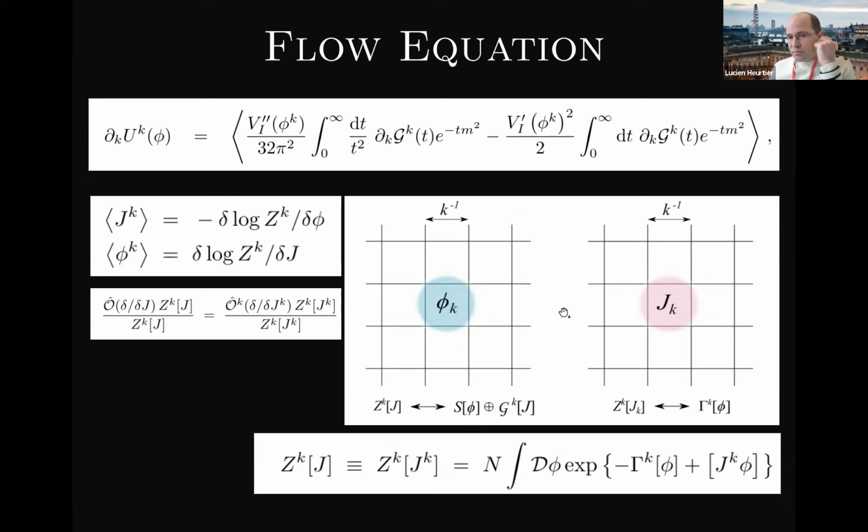So basically, if you use the partition function as a function of J, which is the one where you started with your classical action plus added a regulator, and you take the derivative with respect to J, then you will obtain phi k. Now, if you start with your effective action gamma k as a function of phi, and you take the derivative with respect to phi, then what you will obtain is J k. It's a sort of coarse-grained current in the space of currents, if you want.